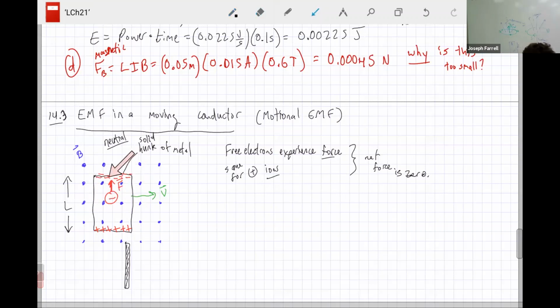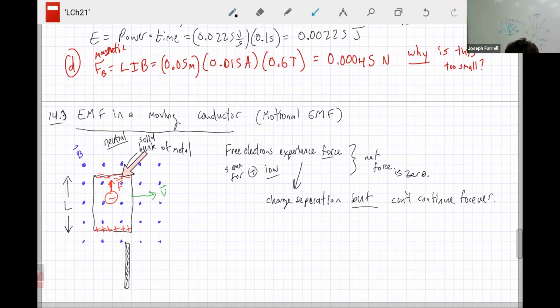I move this piece of metal in this magnetic field. I get a force. I get this charge separation. And so that's going to happen, but this can't continue indefinitely. The free electrons experience force, and so then you get a charge separation. But it can't continue forever. It's not going to build up until every single electron is over on that side. It's going to be balanced. So how is that going to balance?